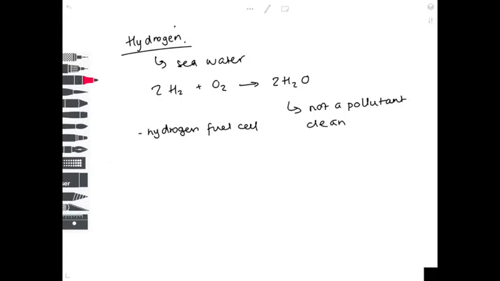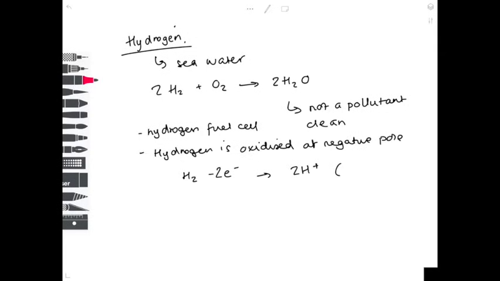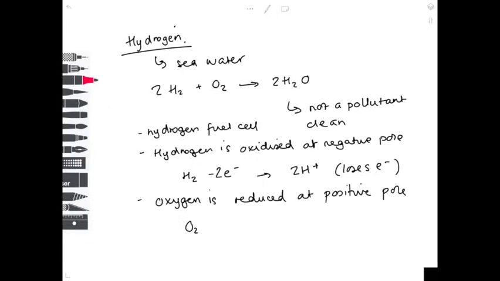And what you find is that hydrogen is oxidized at the negative pole, which means that it loses electrons. And then conversely, you find that oxygen is reduced at the positive pole. So we're going from oxygen gas to the ion, which is O2 minus. It's reduced, which means it needs to gain electrons.